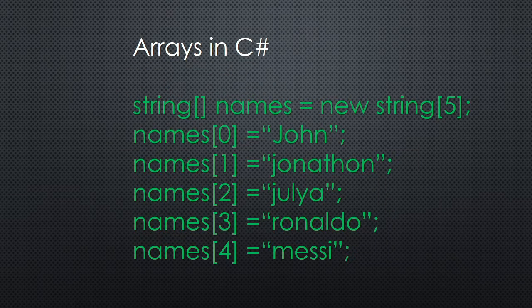Let's take an example here. Imagine that I have an array to store names, and the size of this array will be 5. So this is how to define an array and to set the size of this array. How to add values inside this array using the index: the index 0 will hold the first element, which is, for example, John, and the second index, which is 1, will hold the value Jonathan, for example, and so on. So the indices start from 0 till 4, which is the size of the array minus 1.